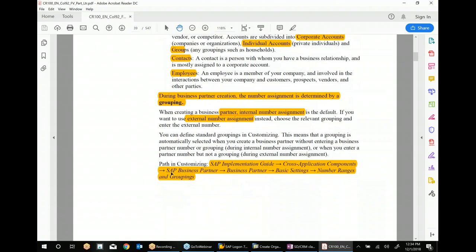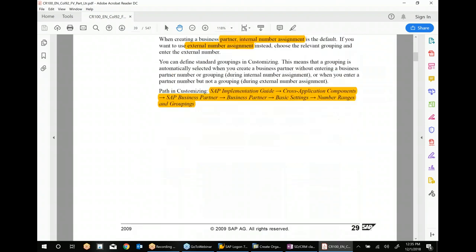I would like you guys to make a note of this paragraph, which I highlighted. This is the menu path in the configuration where the number, we're going to go there. We're going to see that in configuration as well. Make a note of that as well. So this is the menu path where number ranges and grouping are defined. We're going to go there.